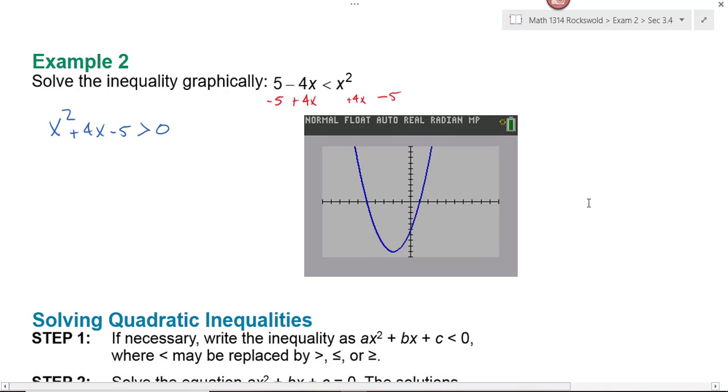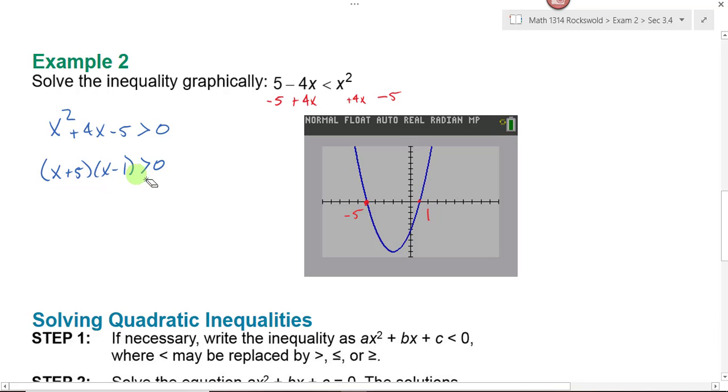The first thing you need to do is identify where your x-intercepts are. This factors, doesn't it? This would be x plus 5 times x minus 1. So where are my x-intercepts going to be? -5 and 1. This point right here is at -5. This point right here is at 1.